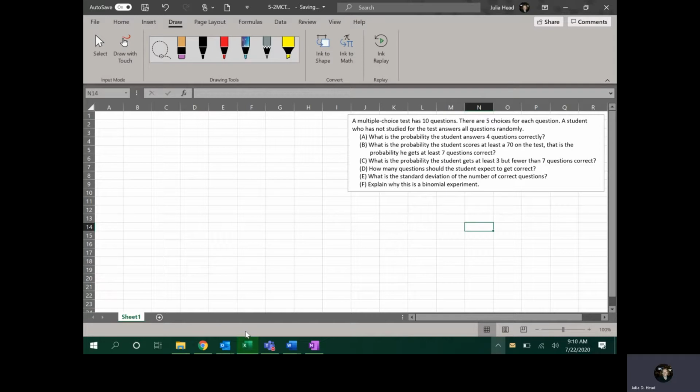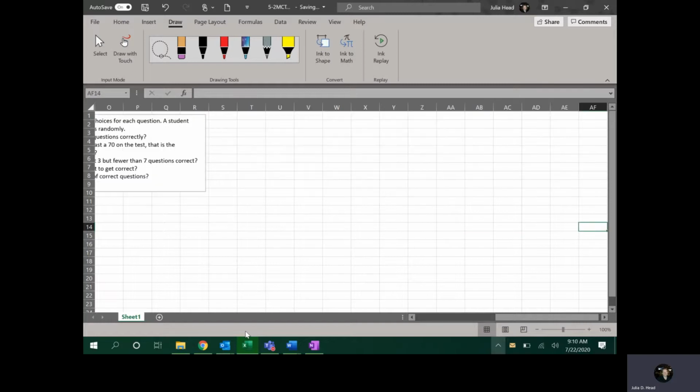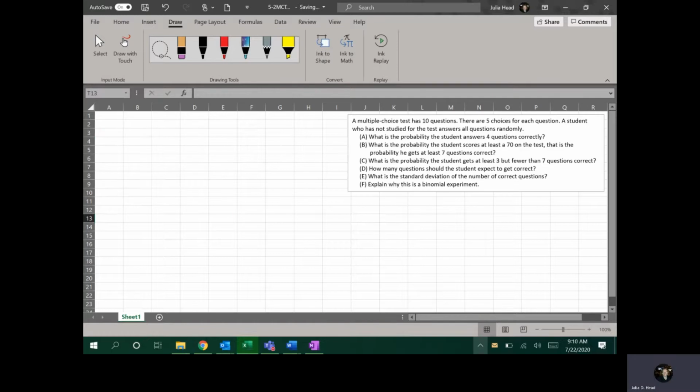Many of the questions are going to ask you what is the probability that something happens. And you can see with these first three questions here, that is exactly what they ask. When it asks you for a probability, I would encourage you to start setting it up using inequality notation. For example, for part A, it's asking for the probability that a student answers 4 questions correctly.